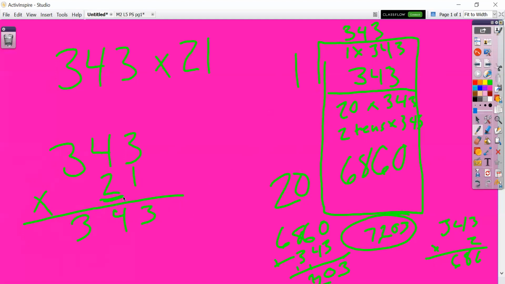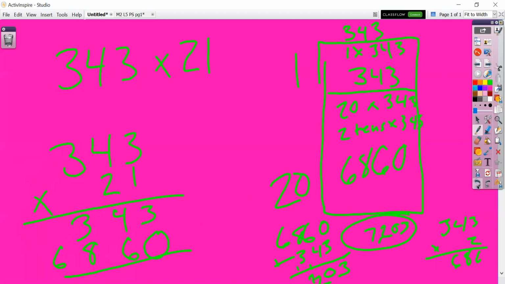Now I'm into the tens place. I'm multiplying 2 tens, so I'm going to represent that 0 there so I can start in the tens place. Number one mistake people make is not remembering to place that 0 for the tens place. 2 times 3 is 6. 2 times 4 is 8. 2 times 3 is 6. 6,860. So these two partial products are absolutely perfectly right.